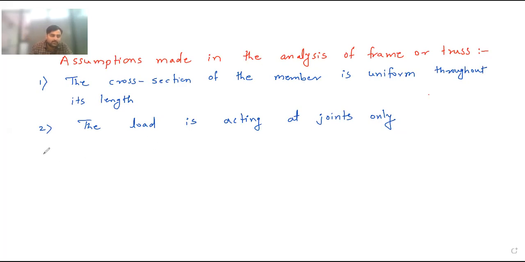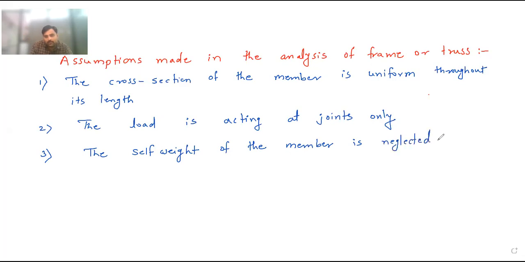This is the second assumption. Then the third assumption is the self weight of the member is neglected. Okay, so this is very simple. While analyzing the truss, we find out whether the member is carrying tensile force or compressive force. But while doing that, we haven't considered the self weight of the member, or we won't consider the self weight of the member. So the self weight of the member is neglected. This is the third assumption.